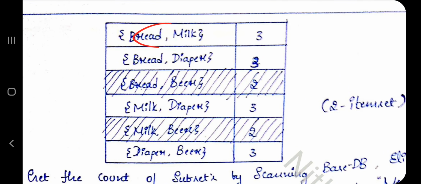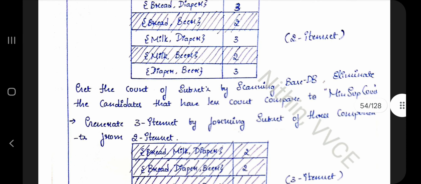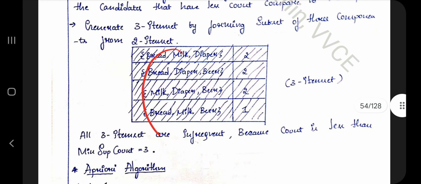Like bread, milk, diaper together, then beer, milk, bread. Like that you can find out what combinations you can form. Write out the 3-item combinations and find out which appear 3 or more times. As you can see, none of them appears 3 or more times.